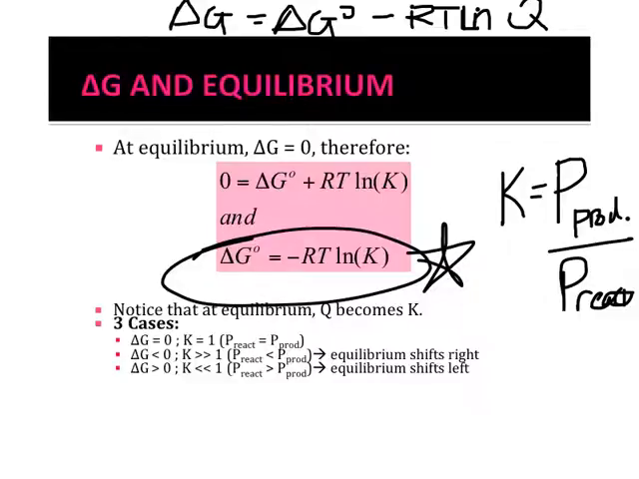So when delta G is equal to 0, K is equal to 1. The natural log of 1 is 0, right? So when delta G is 0, K is equal to 1, and these two concentrations here are the same.